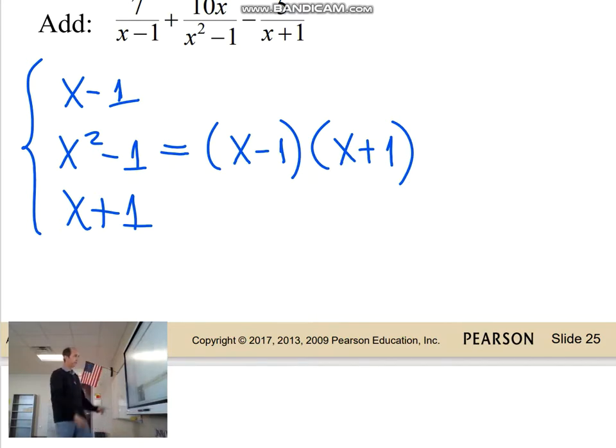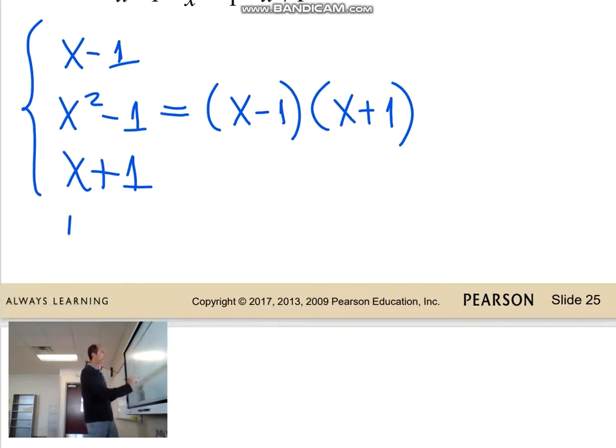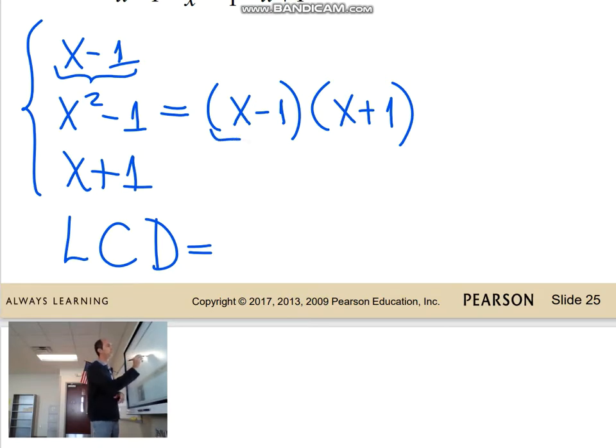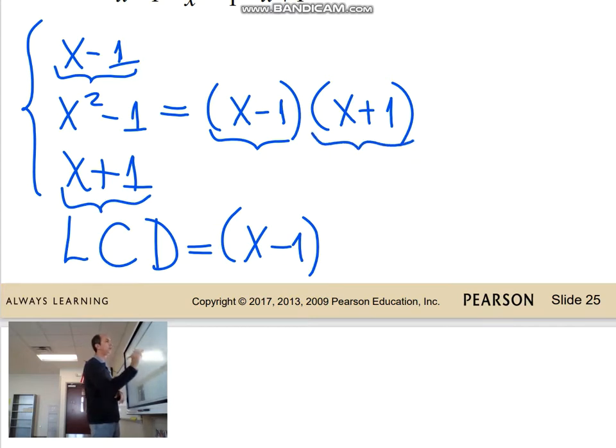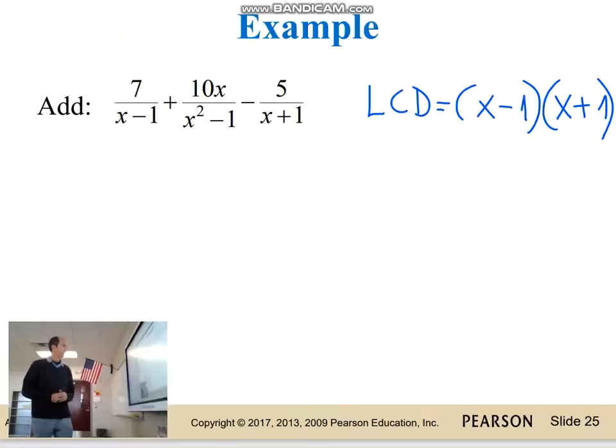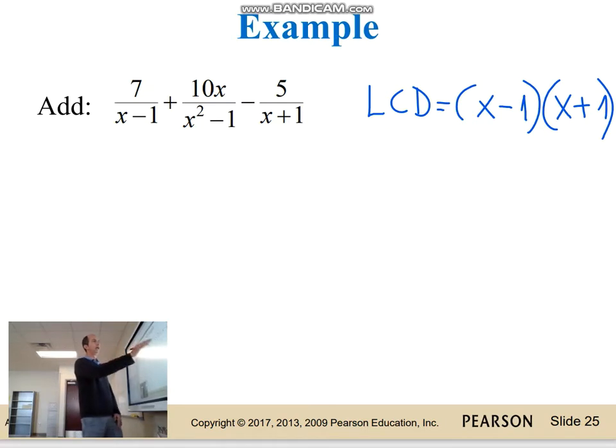Those are the 3 denominators. The least common denominator consists of the unique factors. x minus 1 is one unique factor, and x plus 1 is another unique factor. So this is the least common denominator. We found the least common denominator, x minus 1 times x plus 1.